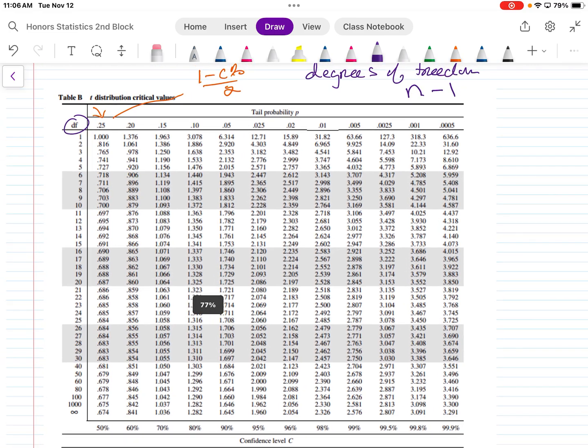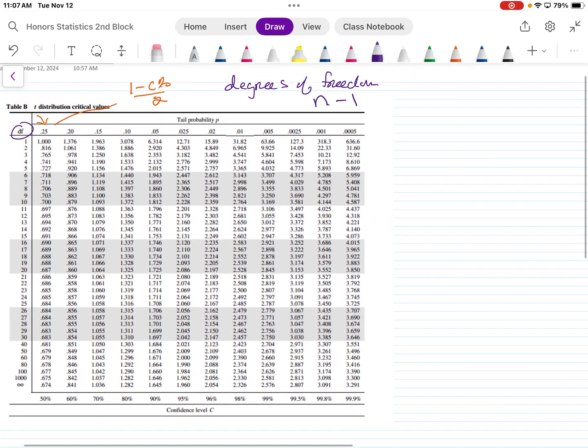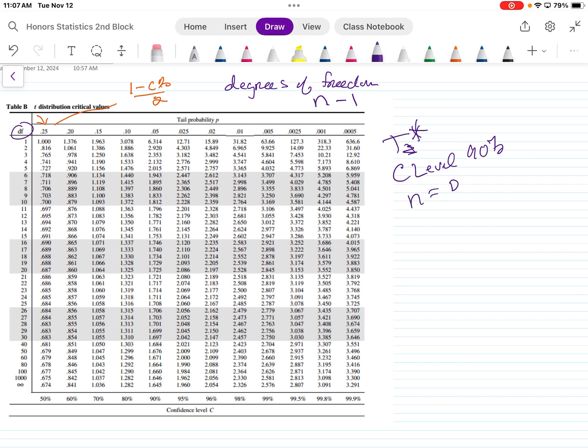What we would do, as we do a problem here, is if they ask, what's a T star for a confidence level, a C level, of 90%, and my n is equal to 18? So first I'd go to the 90% column, which happens to be that column right there, as I arrow it on the screen. Then if my sample size is 18, my degrees of freedom would be 18 minus 1, which is 17.